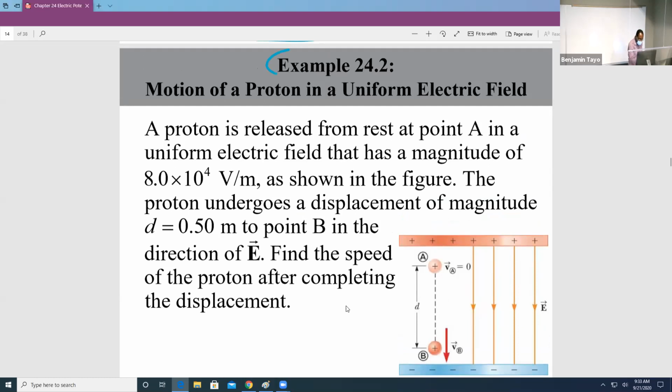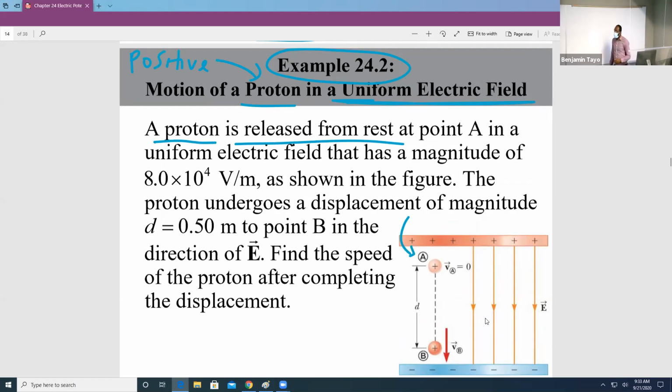So this is example number 22.4, and this is the example of a proton in a uniform electric field. Now let's try to read the problem very carefully. The first thing to remember is that a proton has a positive charge. Then it says that we're going to take a proton and release it from rest at point A. So this is point A right here.